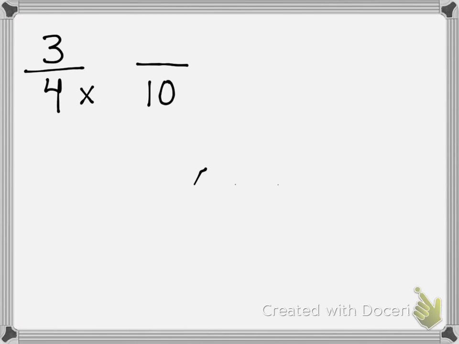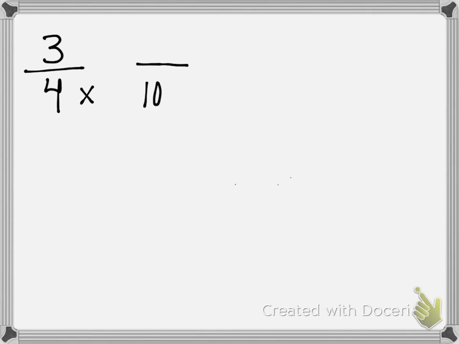4 times 1 is 4. 4 times 2 is 8. 4 times 3 is 12. There's nothing that I can multiply 4 with to get 10. So we cannot have 10. We need to change it. What's the next one? Tenths, hundredths.